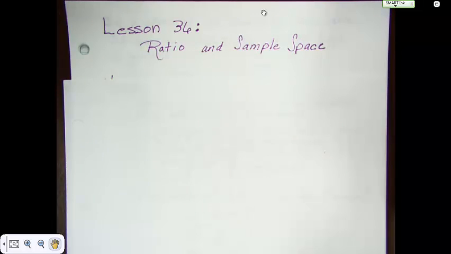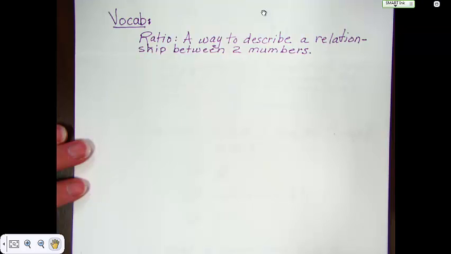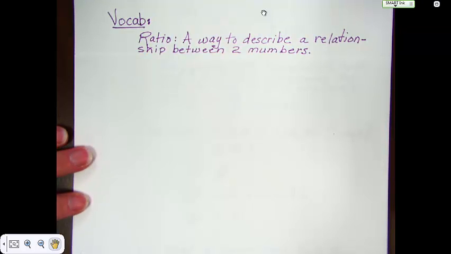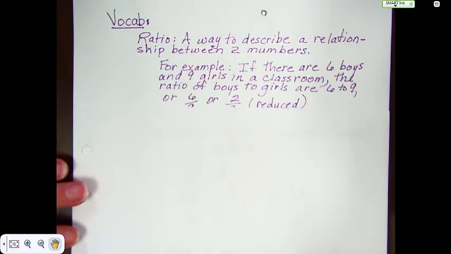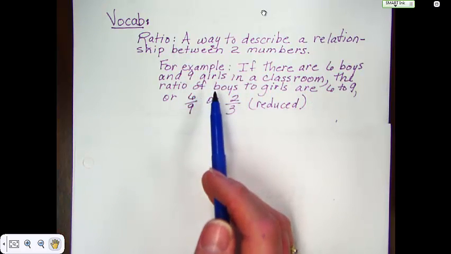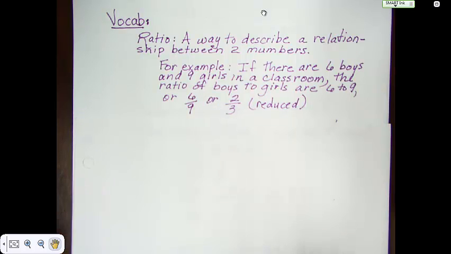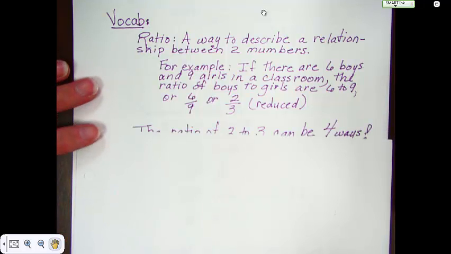Now, we've done some work with ratios and we've done some work with sample space, but we haven't spent tons of time specifically on either one. There's some important vocab when it comes to these two terms. A ratio is a way to describe a relationship between two numbers. For example, if there are 6 boys and 9 girls in a classroom, the ratio of boys to girls is 6 to 9. 6 to 9 is also able to be reduced to 2 to 3, or 2/3.